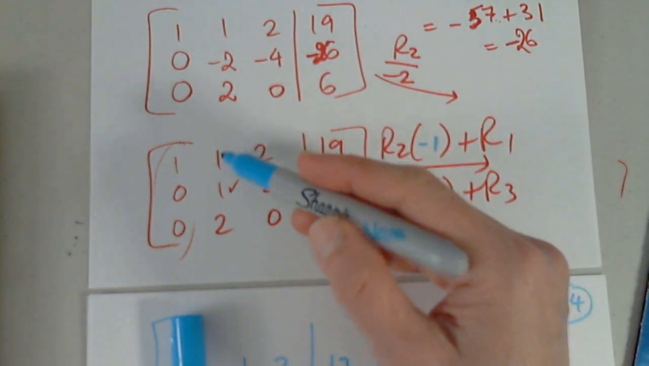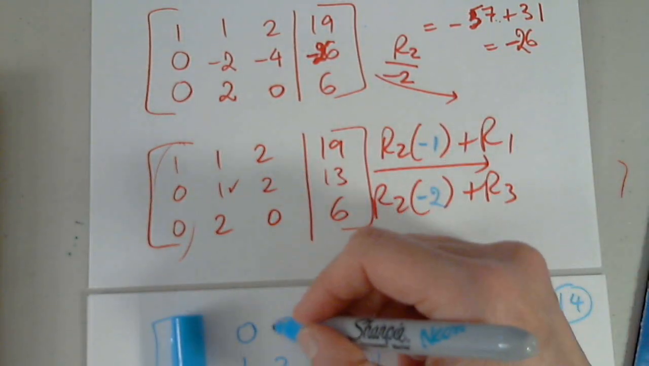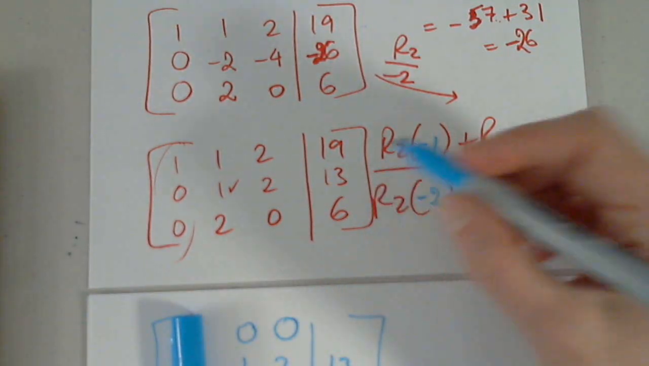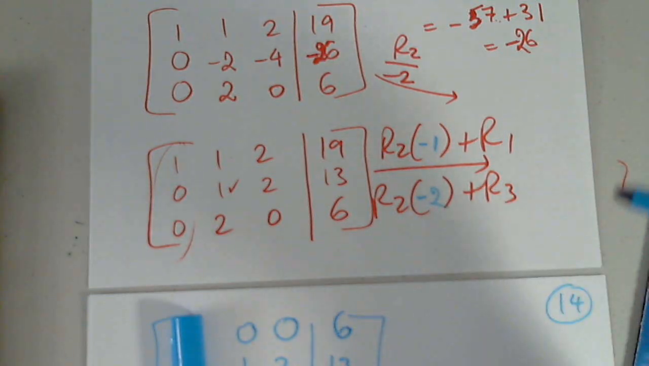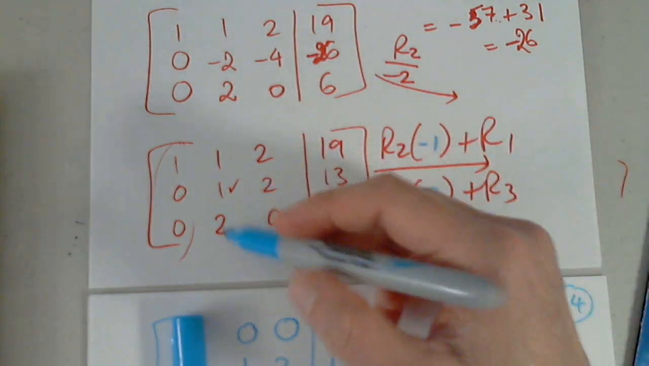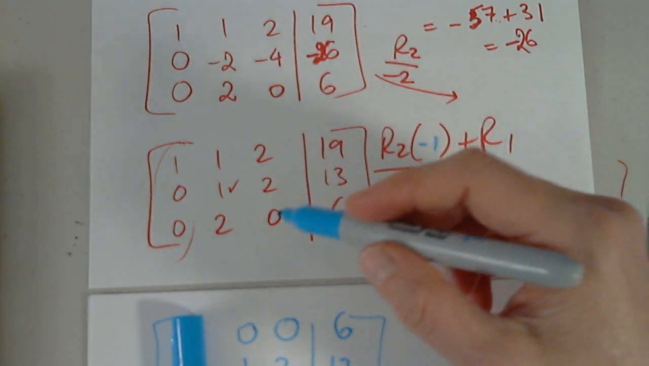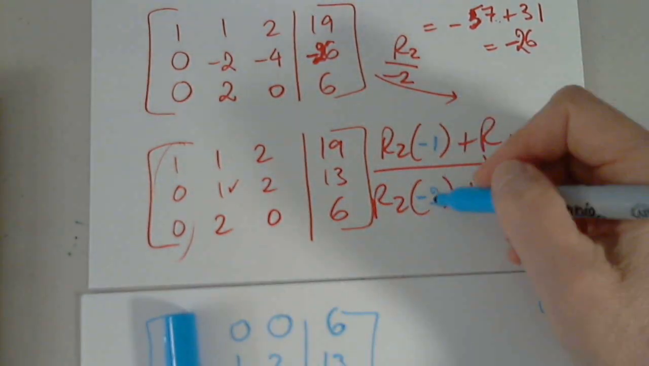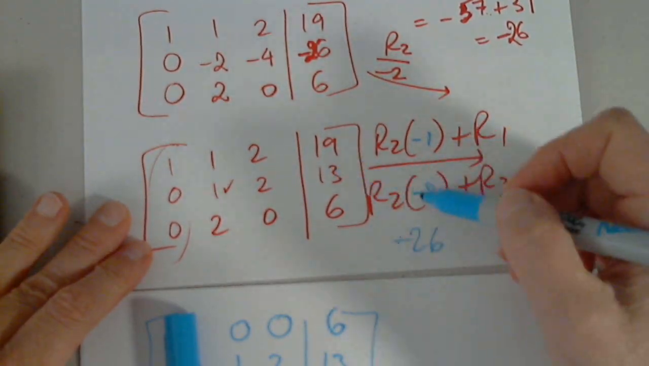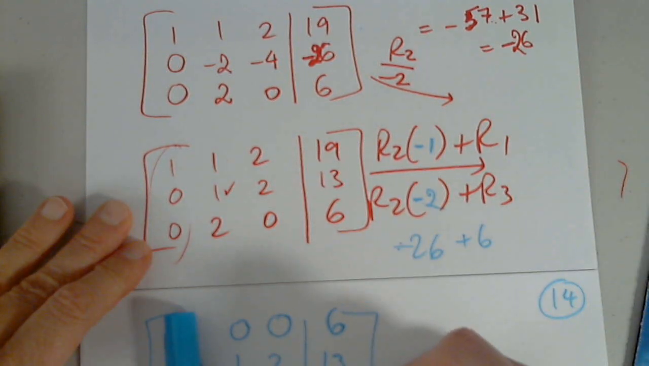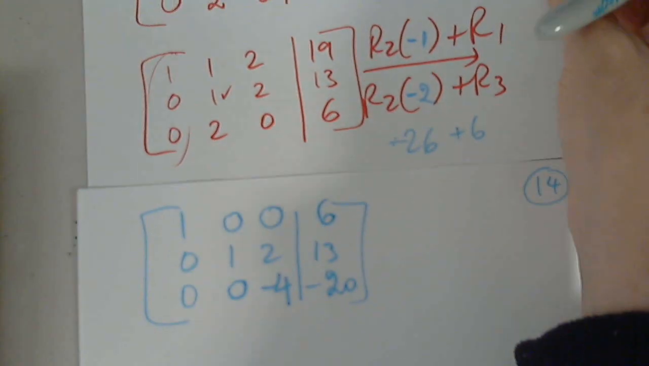1 times -1 plus 1. 2 times -1 plus 2. 13 times -1, -13 plus 19. 1 times -2 plus 2. 2 times -2, -4 plus 0. -26. -26 plus 6, -20. Now 2 columns are carved in stone.